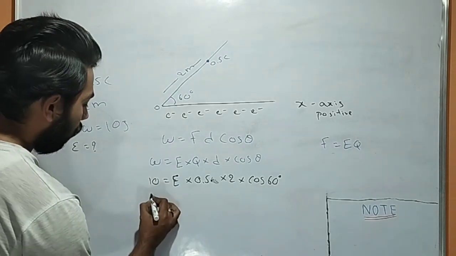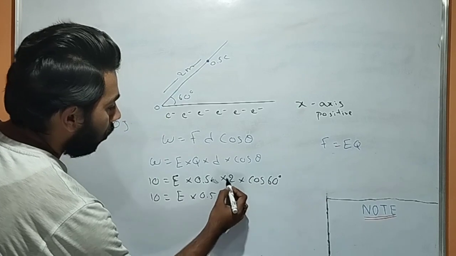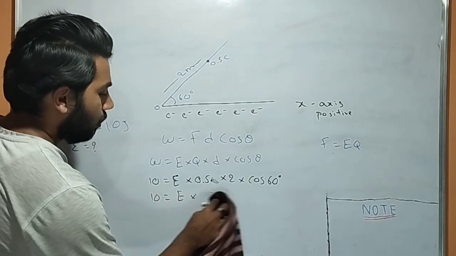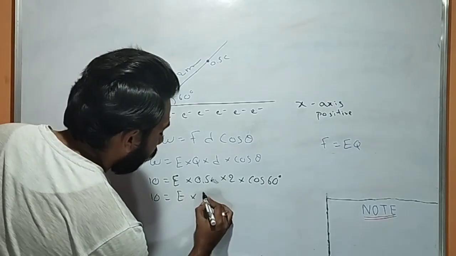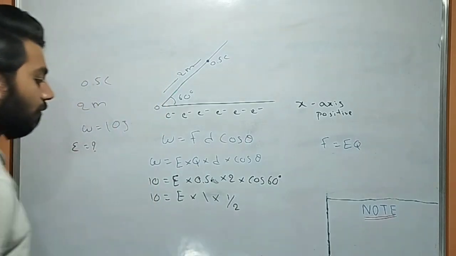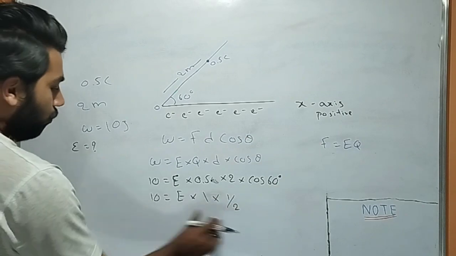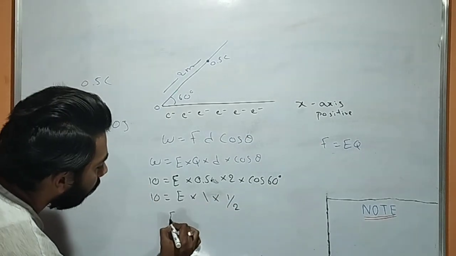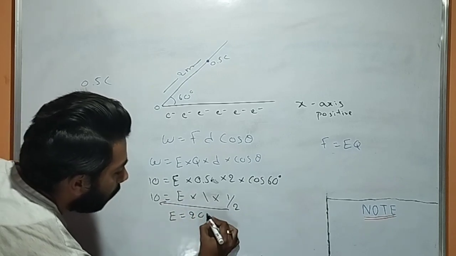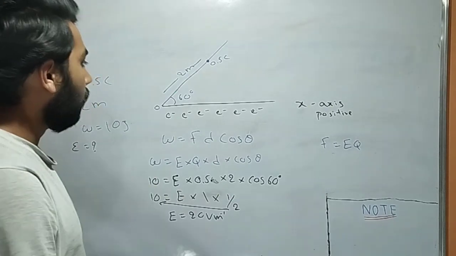Now just substitute this. How? 10 is equal to E into 0.5 into 2. Multiply these two, what will you get? You will get 1, into cos 60, which is equal to 1 by 2. Okay, students, very easy. Now send this to the other side. It will be like E is equal to 20. Multiplying this to this, your answer will be E is equal to 20 volts per meter. Very simply you calculate this.